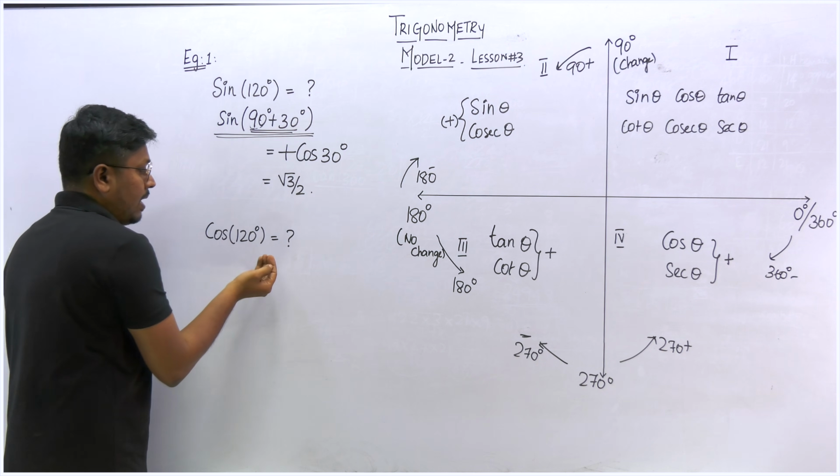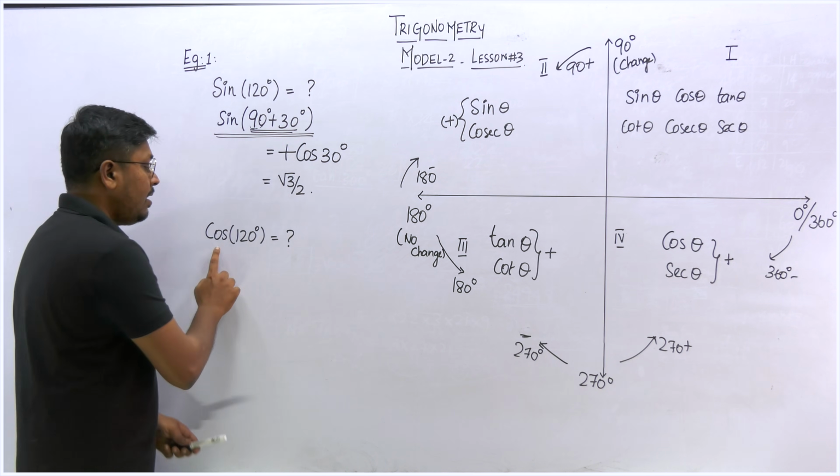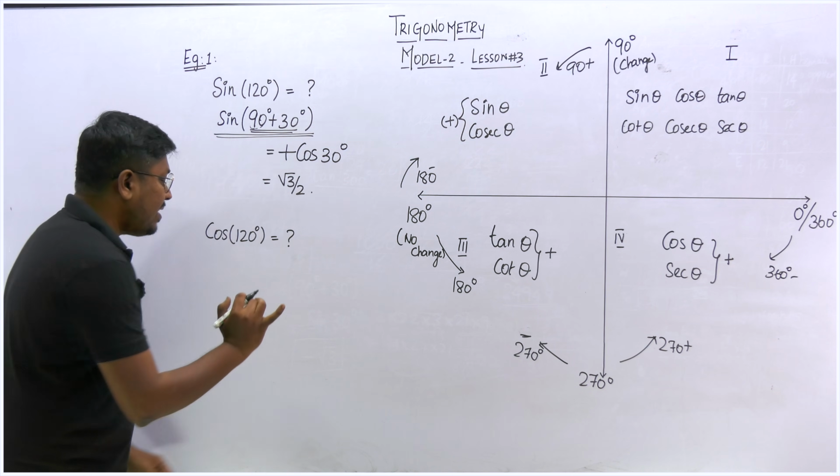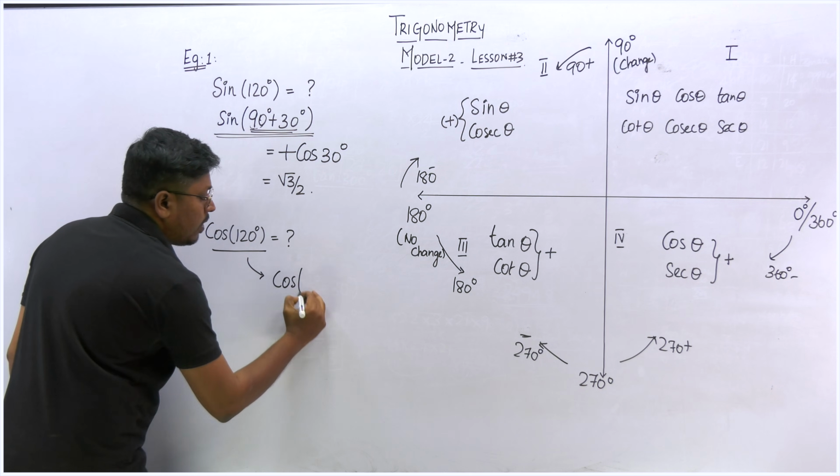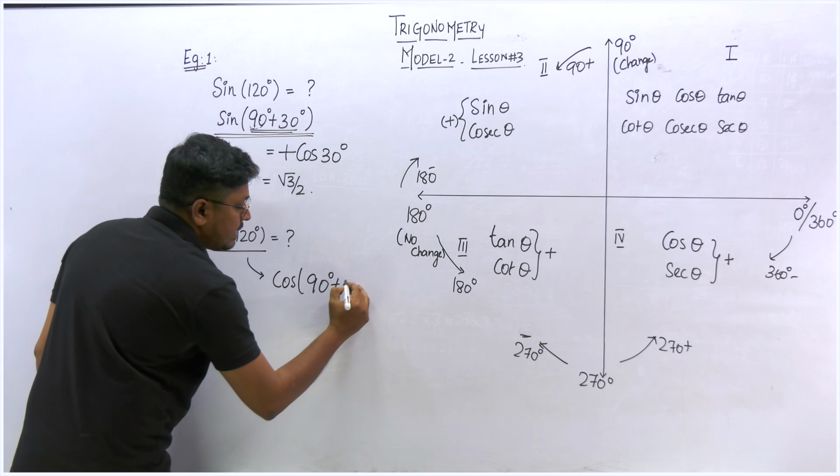So friends, understood or not? We can solve another example question. This is cos 120 degree. So what is the first step? First you have to split this, right? So this can be written as cos of 90 degree plus 30 degree, right?